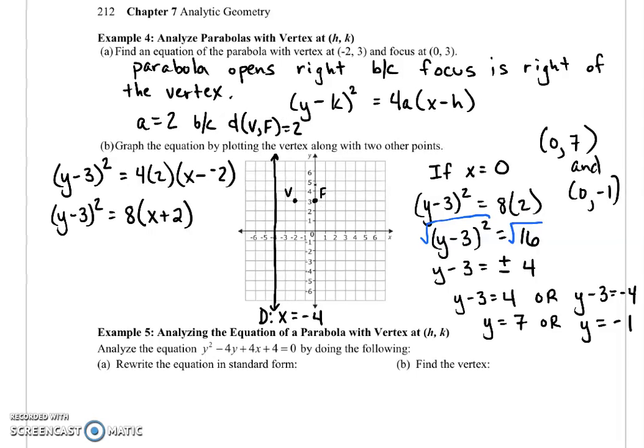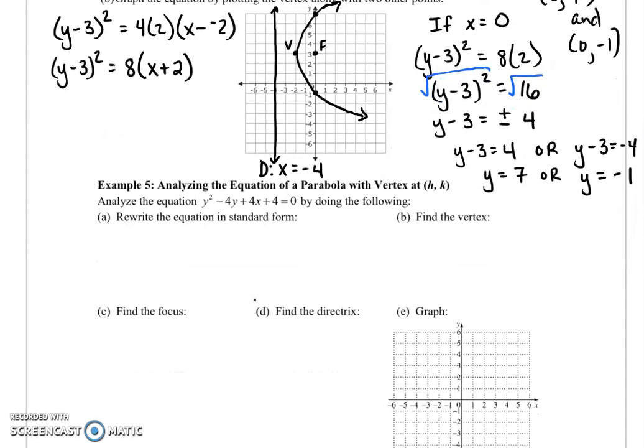So 0, 7 is right here. 0, -1 is right there. And all we have to do then is draw the parabola as best we can. Okay, let's go look at number 5.